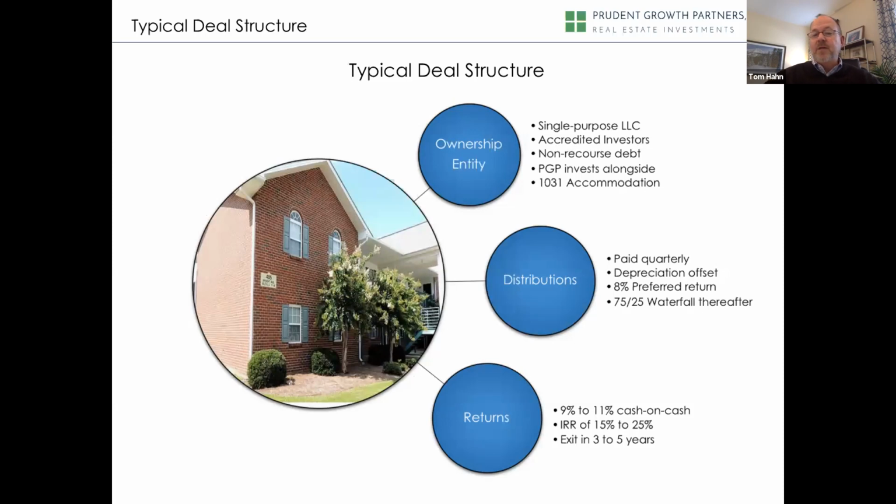Our distributions are paid quarterly. They are offset by depreciation and all the other tax advantages of real estate. We always have an 8% preferred return to investors. So investors get the first 8% of any cash flow from the property. And then anything over that is 75% split to the investors, 25% split to Prudent Growth. Our returns typically will model out at 9 to 10, 11, 12% in terms of cash on cash. Our IRRs tend to be 15% or higher. And we typically will project an exit in 3 to 5 years, but we definitely have exited earlier on several deals where we've seen an opportunity to do so.